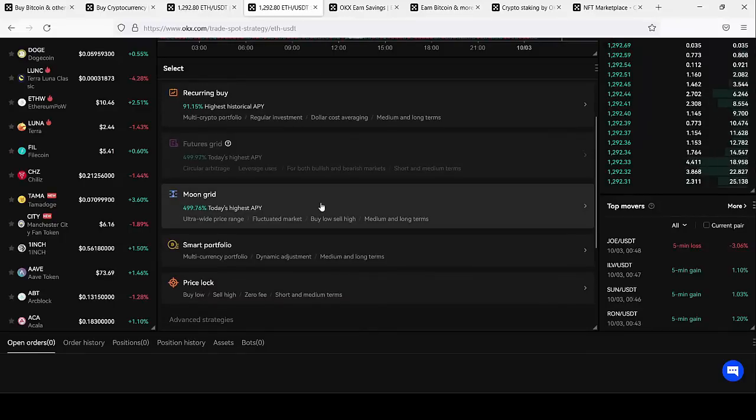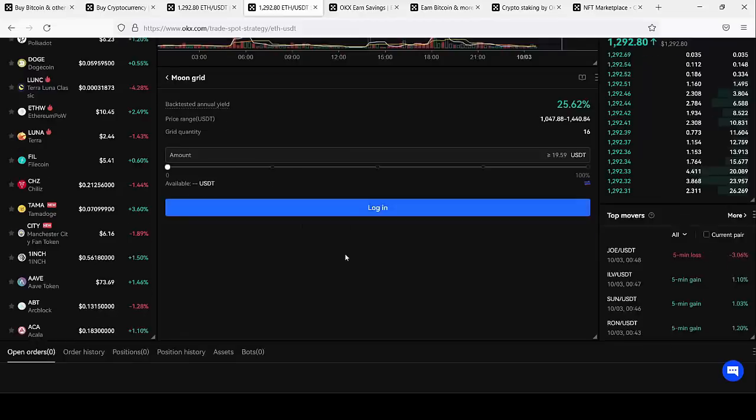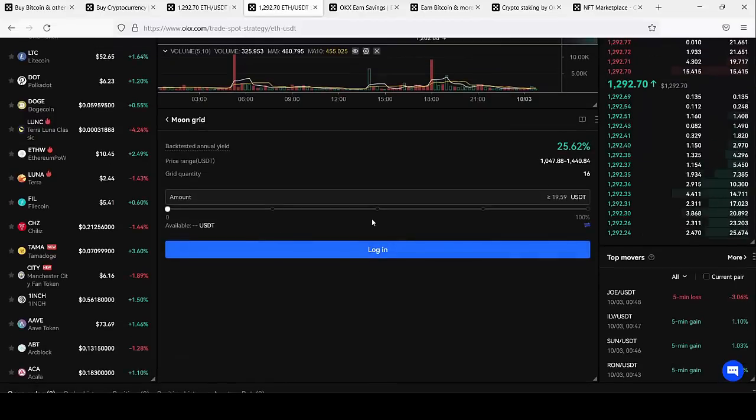There's also a moon grid. This is really simple, for the people that don't have a lot of time to analyze the market, and you can invest the money.